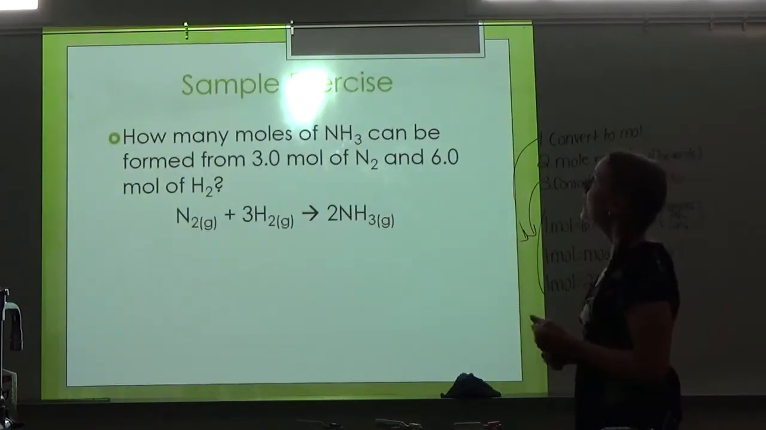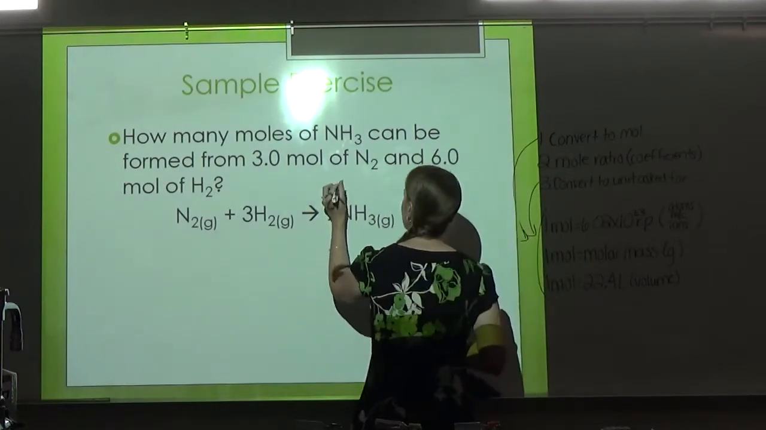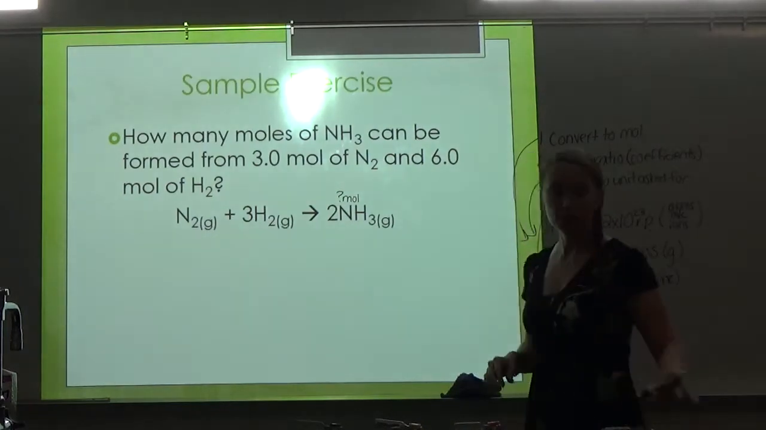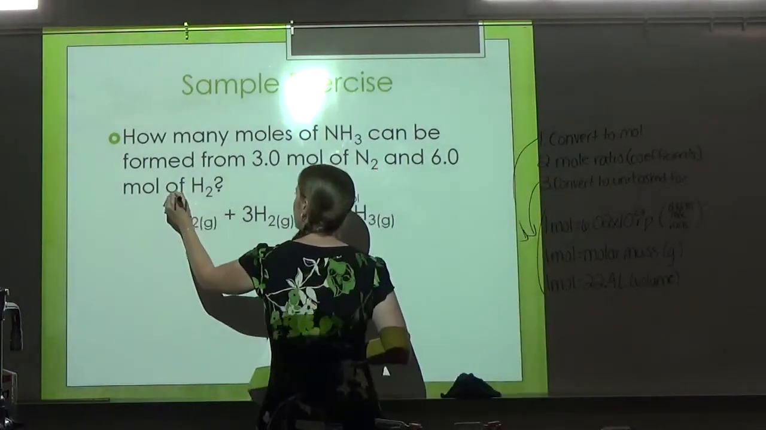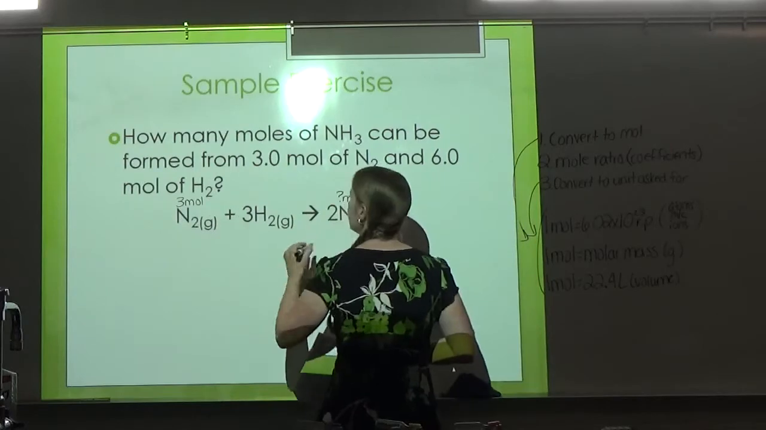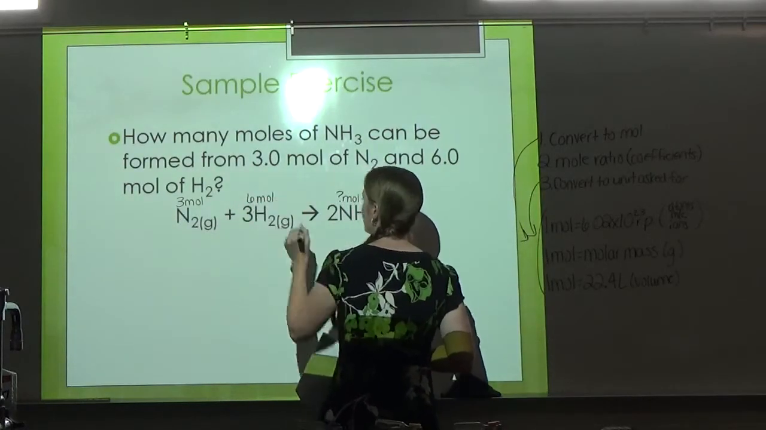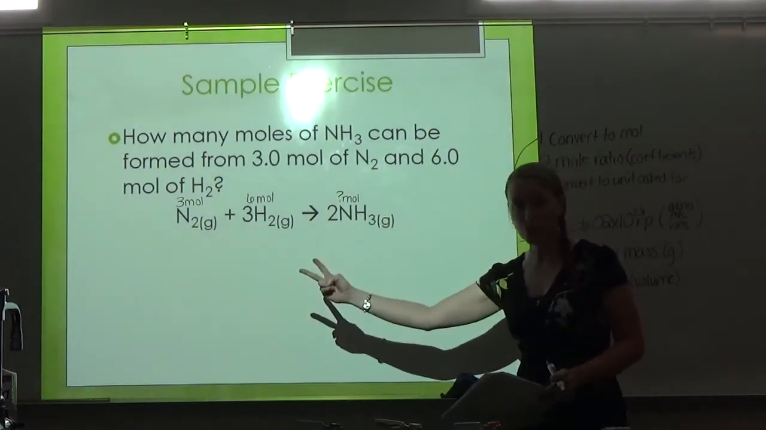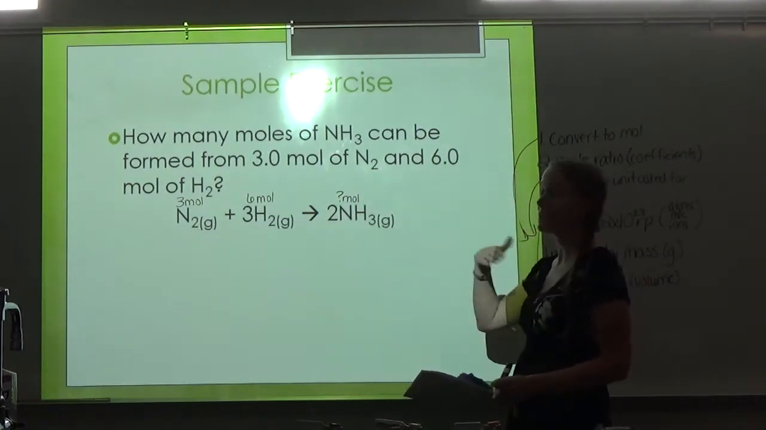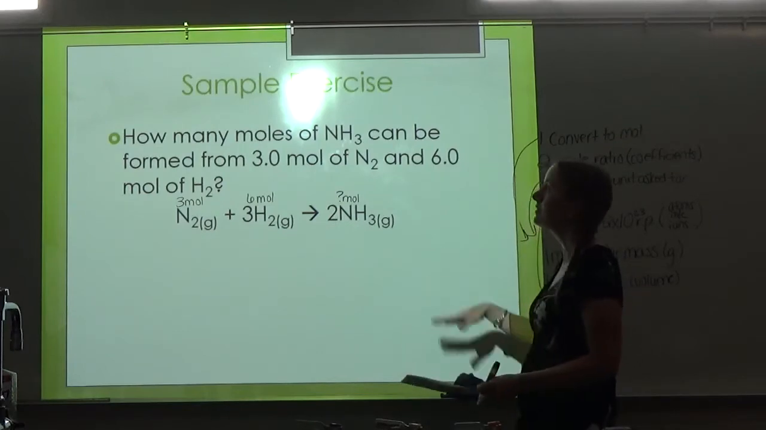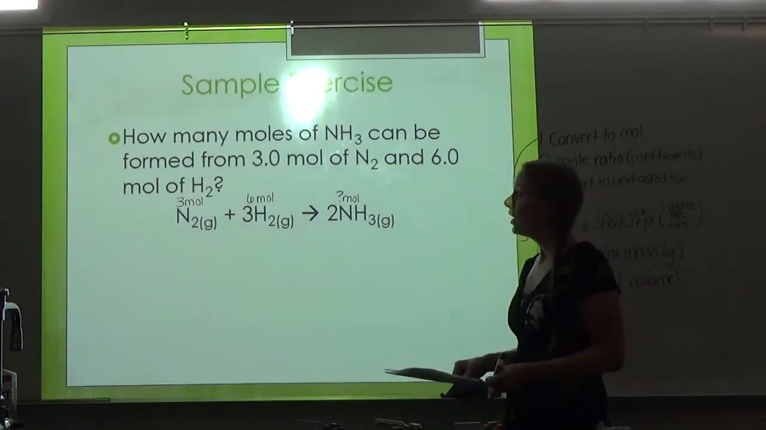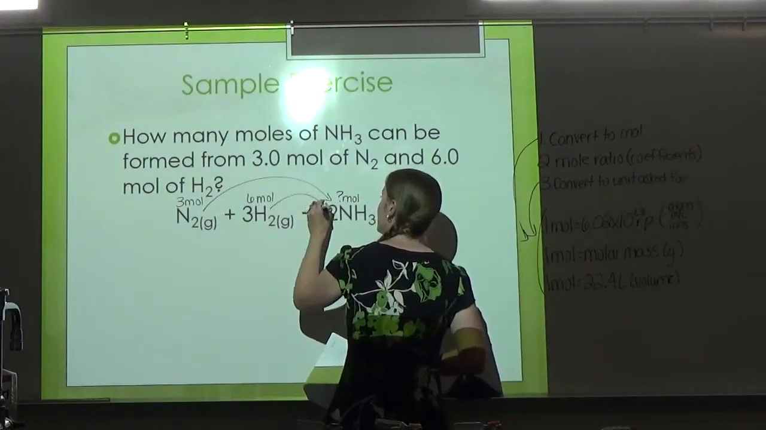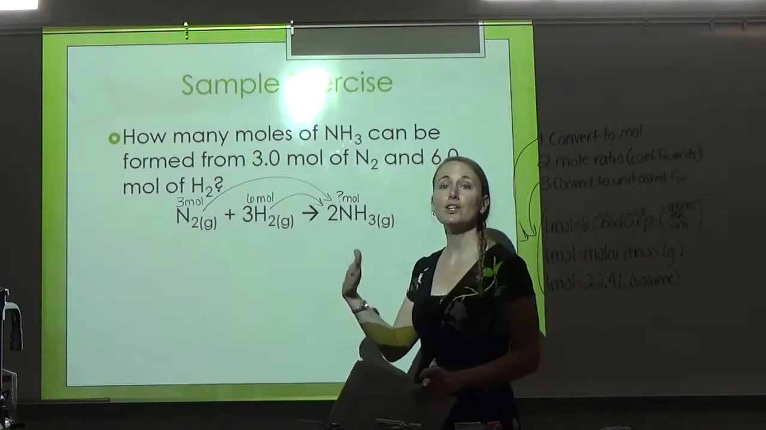Alright, so it says how many moles of NH3 can be formed from 3 moles of N2 and 6 moles of H2. Okay, so again, we know it's a limiting reagents problem because I have 2 starting amounts and I'm trying to figure out how much product. That's how you know it's going to be a limiting reagent, even if they don't say it in the question. Alright, so that means I'm going to go from here to here, get an answer, go from here to here, get an answer, and then I'm going to pick the lowest.